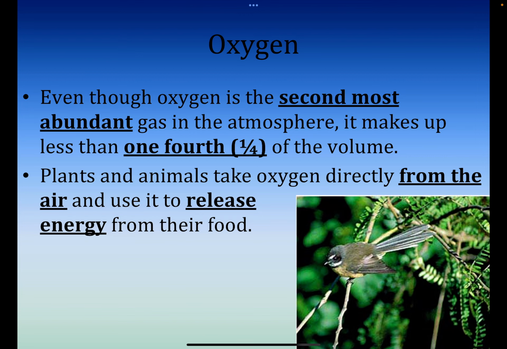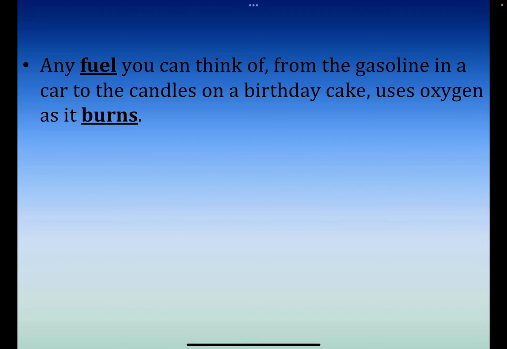All right, so oxygen is very important. Plants and animals take oxygen in directly from the air and use it to release energy from their food. We use it through respiration, where we take oxygen from the atmosphere, which puts oxygen into our blood, and then we exhale carbon dioxide. That lets us keep going. All right, so we're talking about burning fuel, because we all use that in our bodily processes.